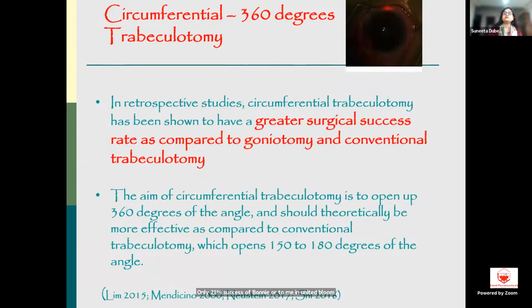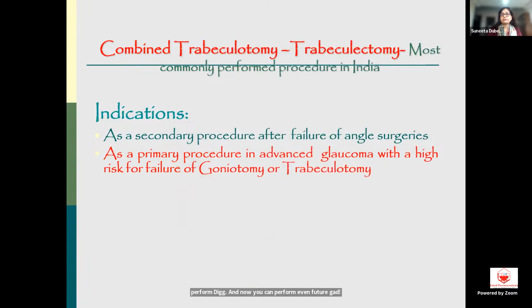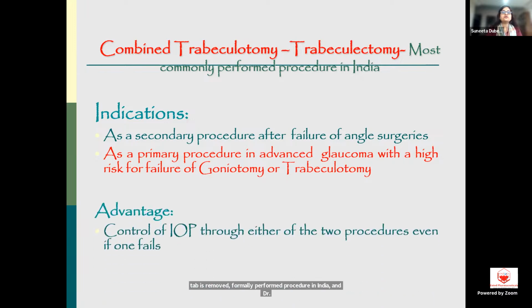Then trabeculotomy you perform when you can't see the angle. And now in Western countries, in the US, they're doing 360-degree trabeculotomy. With the help of this micro illuminator or the illuminated catheter, they perform 360-degree, and now you can perform even suture GAT, as I had shown in the last meeting. So 360-degree GAT can also be performed, and combined trap plus trap is the most commonly performed procedure in India, and Dr. Mandal has popularized it.